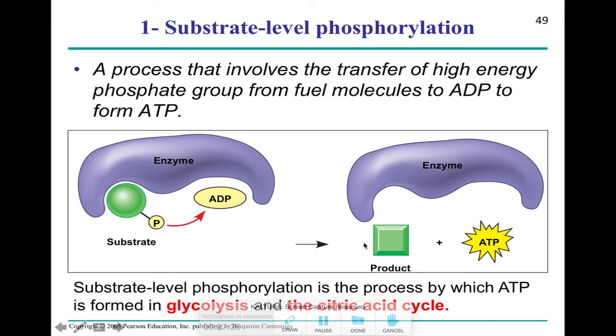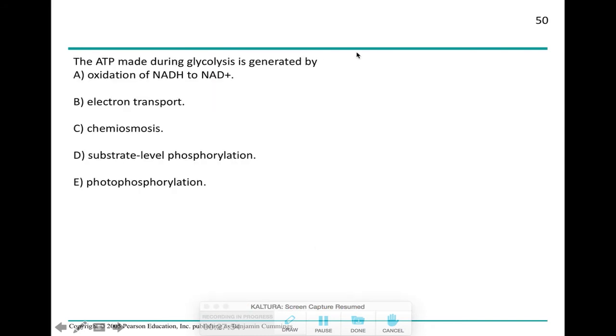So if phosphate is removed from the substrate and added to ADP, and that is how ATP is formed, this is called substrate level phosphorylation, because the substrate has a phosphate. And the ATPs that are formed during glycolysis and the citric acid cycle are made by substrate level phosphorylation. Then what is oxidative phosphorylation, right? The answer to this question is quite obvious.